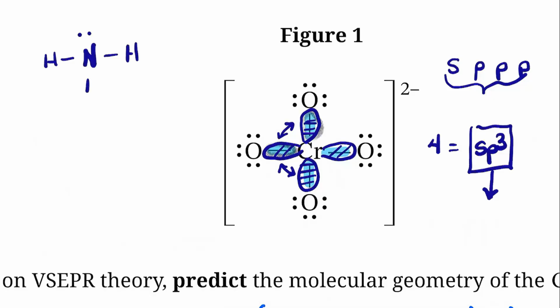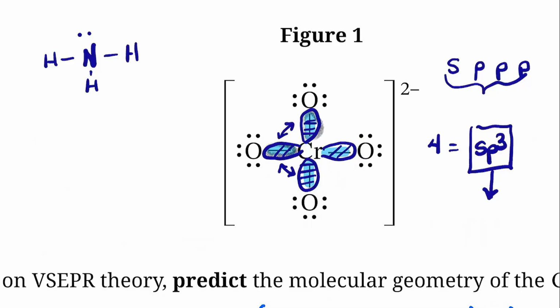And if we count domains, we can see that there is 1, 2, 3, and 4. Notice I counted the lone pair. So this would have electron domain geometry where the electrons would repel themselves, including the lone pair, into a tetrahedral shape. So if they asked for electron domain geometry, this would be tetrahedral.